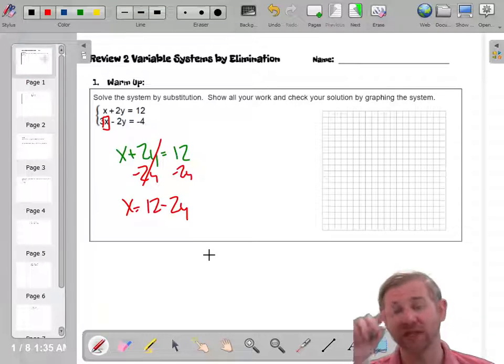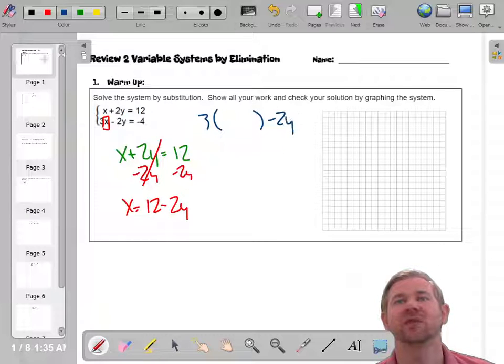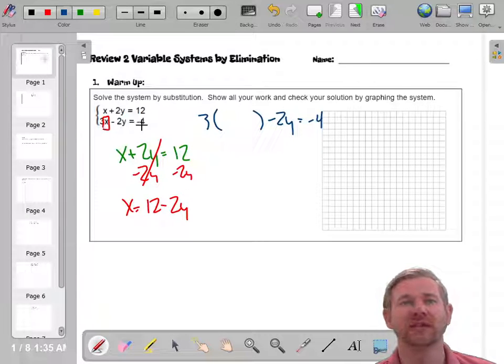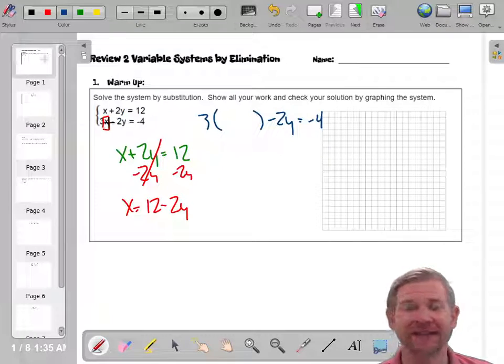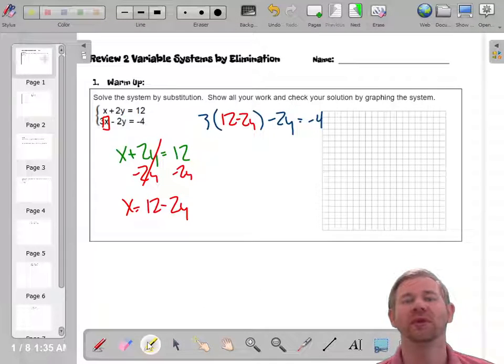In my other equation, I'm not going to write x. I'm going to say 3 times (12 minus 2y) equals negative 4. So this equation is not changing, except for x. I have a substitution for x: it's 12 minus 2y. The reason we're doing this is because now we have an equation with one variable, so you can solve for y.